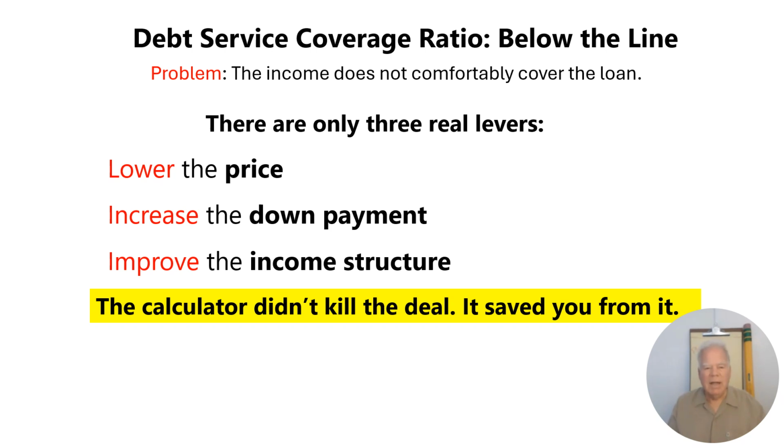There's only 3 levers that actually change the coverage: the price, the down payment, and the building income. Everything else is cosmetic. In the next examples, we'll fix the structure step by step and watch the coverage ratio move back above the line.